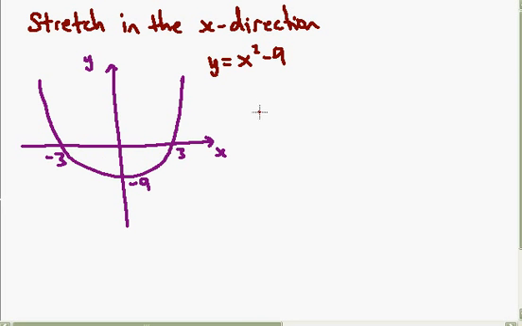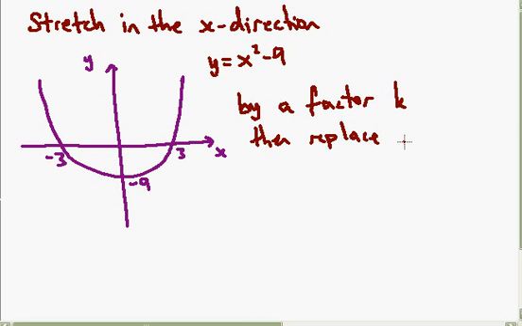Now if you're going to do a stretch in the x direction by a factor k, for example, a number k, then replace x, because that's the one we're dealing with, with 1 over kx. So it's 1 over the factor times by x, and any time that the x turns up in the equation, you replace it with this.